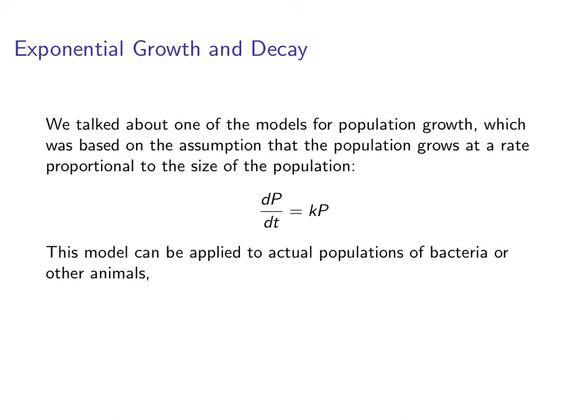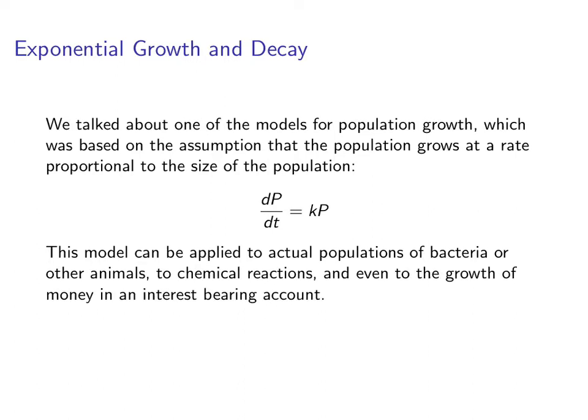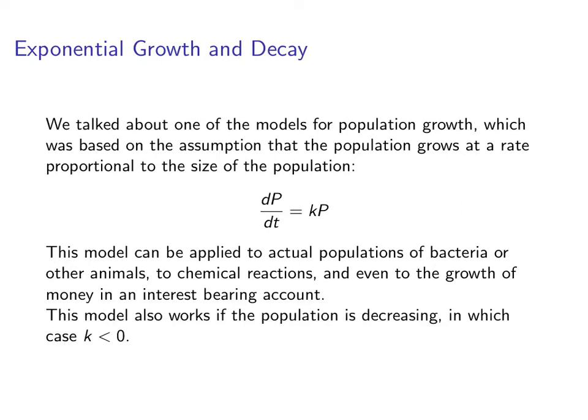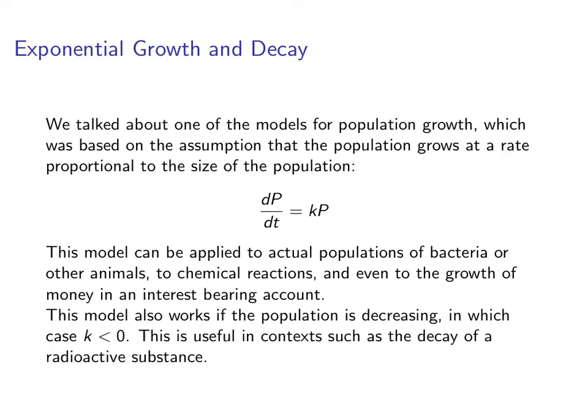This model can be applied to actual populations of bacteria or other animals, even humans. It can be applied to chemical reactions and even to the growth of money in an interest-bearing account. Now the model actually even works if the population is decreasing, in which case our proportionality constant will be negative. And that's useful in the context of things like radioactive decay, which we'll see later on.